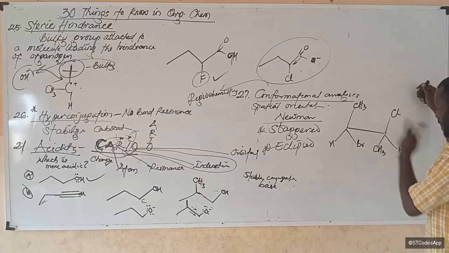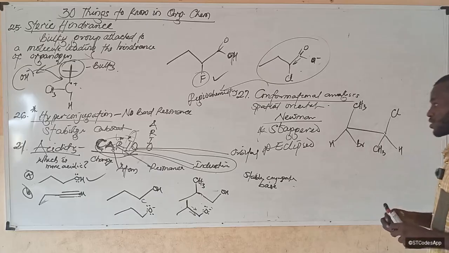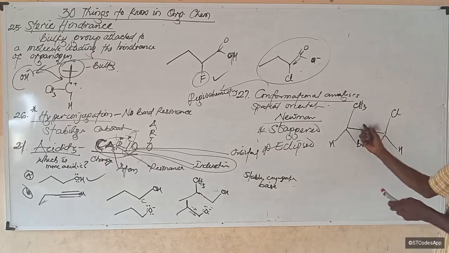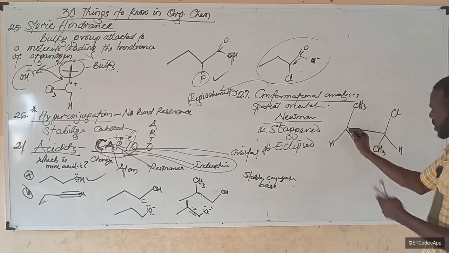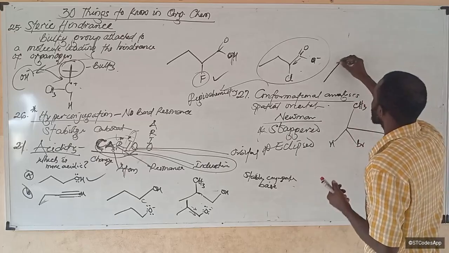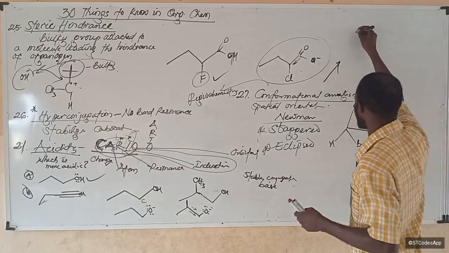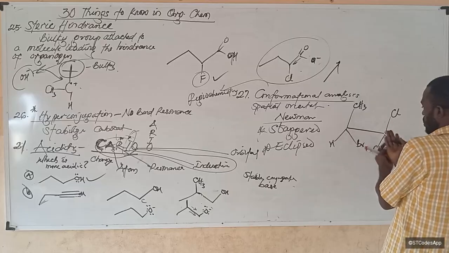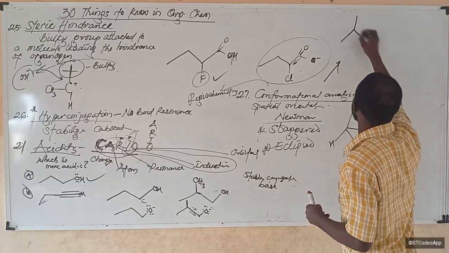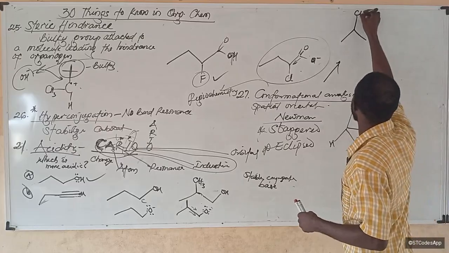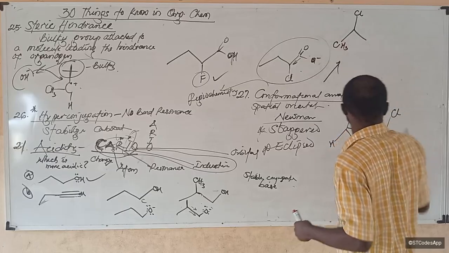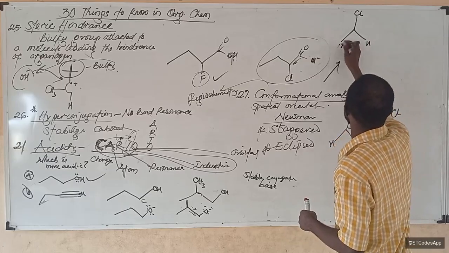Now this guy, I want to show you in the Newman projection. I'm going to twist it in such a way that it will be facing me here. So it's going to look like this. This one will be in front. This side that is in front, we'll put it here like this. So what is on top? Cl. What is here? CH3. What is here? H.